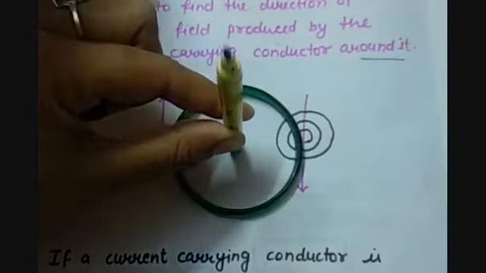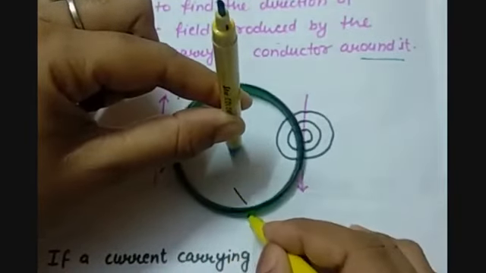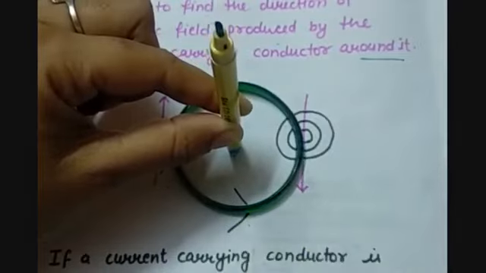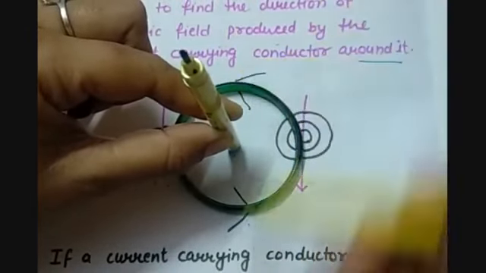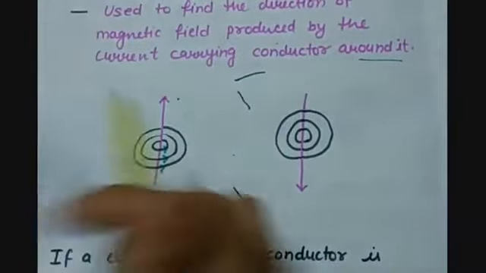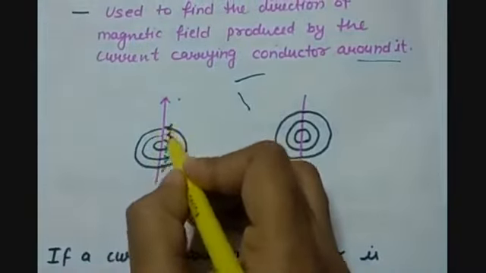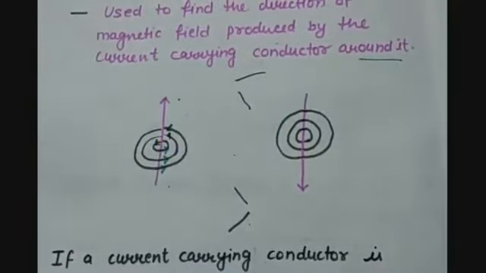Or let me show it by marking it. So this will be the direction of the magnetic field, or here this will be the direction of your magnetic field. So we can make it like so. This is how you have to obtain the magnetic field direction.